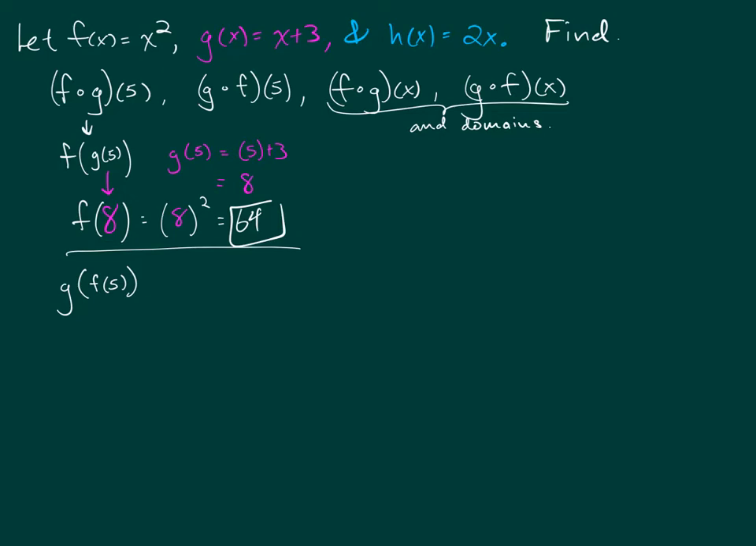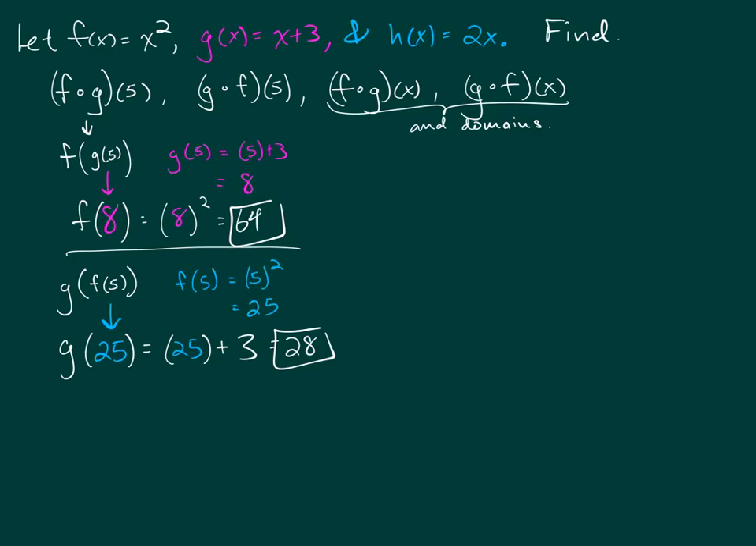So f of 5 equals 5 squared, right? We just talked about f being the squaring function. Whatever your input is, you square it, that becomes your output. So this is 25. f of 5 is equivalent to 25, so I'm going to replace that with 25. Now I'm trying to figure out what is g of 25. Well, whatever the input is, we add 3. The input is 25, so the answer here is 28.